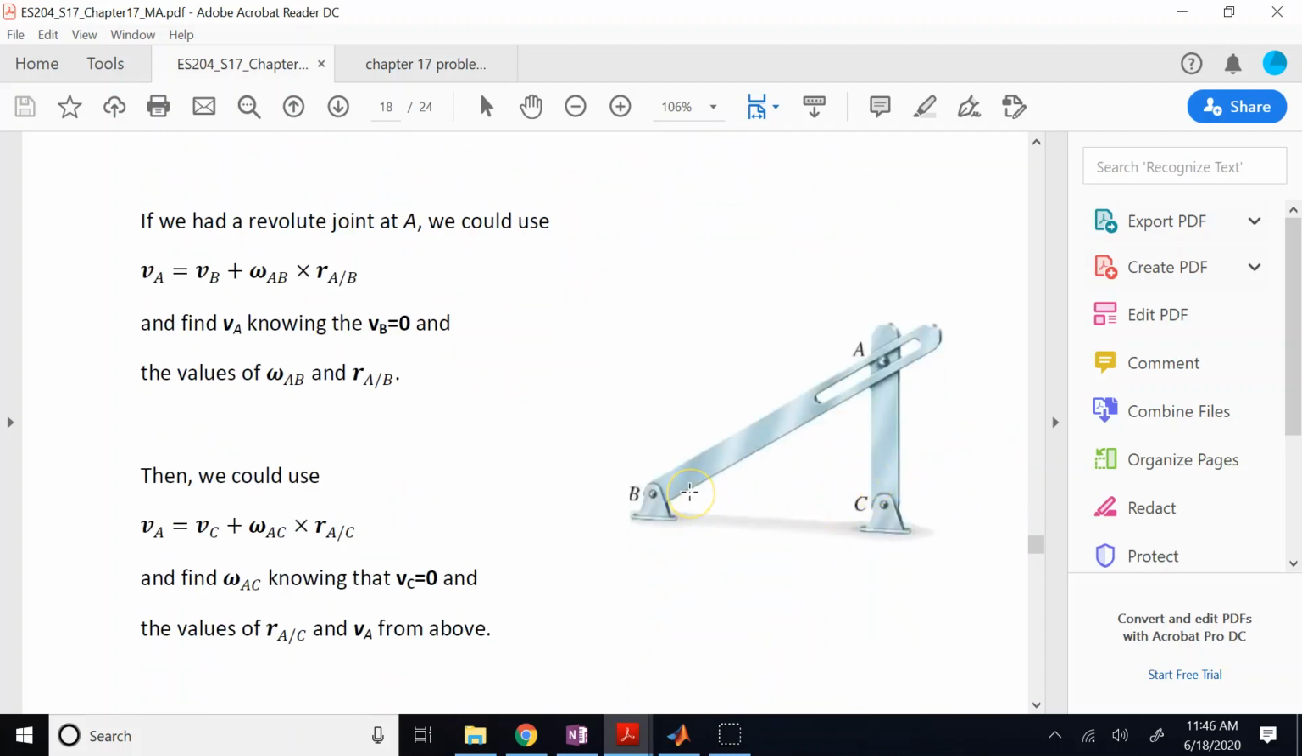Well, if you know from the past, you start from the member that you have something, you move toward the member that you don't know something about. So here, if I know omega AB, what do I do? If I know omega AB, I can calculate the velocity of this point A, right? I say V of A is V of B plus omega AB cross R of A with respect to B. But what is the problem?